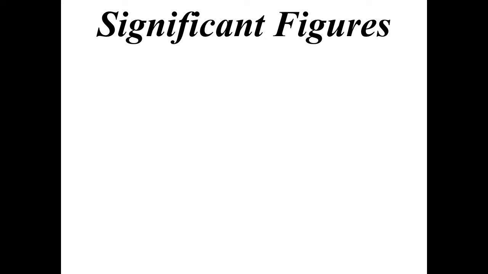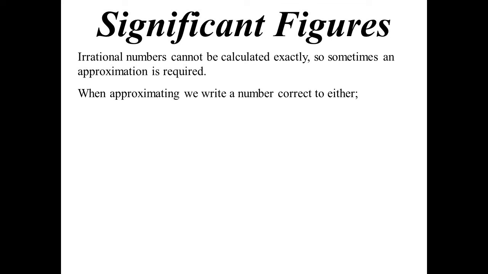Sig figs. Thought we'd talk about significant figures. Remember we had our chat about science teachers and they hate exact numbers and things like that? Because we cannot write down irrational numbers in decimal form. We can write the exact number down, but in things like science, that's not useful. We need to have some sort of an approximation.